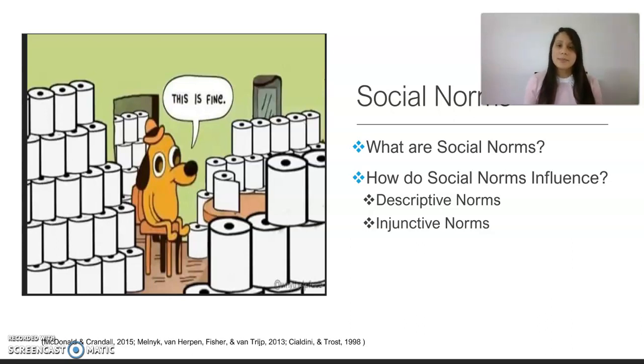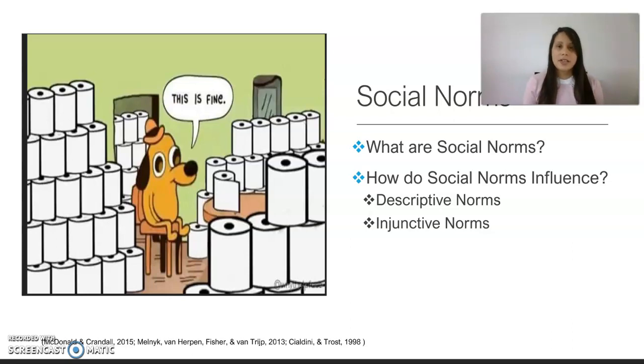There are two different types of norms that can influence us. The first one are descriptive norms. Descriptive norms don't require a lot of cognitive processes, which means that you don't really have to think about what you're doing. You just do what you do based on what you've seen within society. Then there are injunctive norms. Injunctive norms require a lot of cognitive process. They require you to think about what you're doing and how your actions may be perceived by others around you.